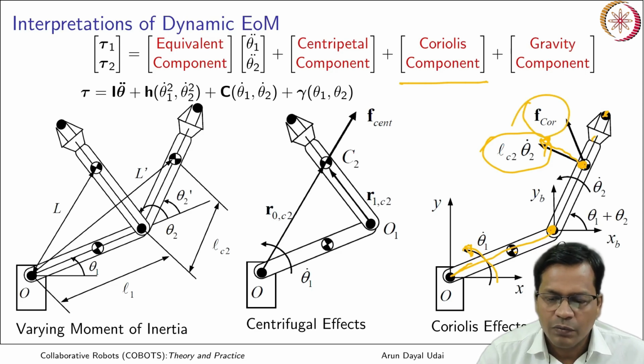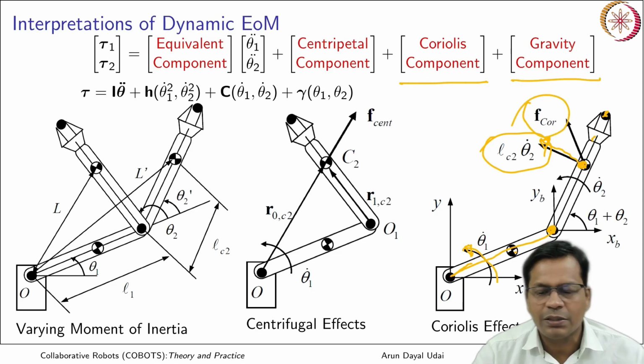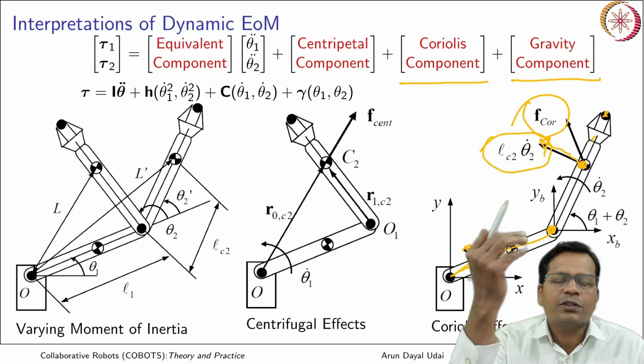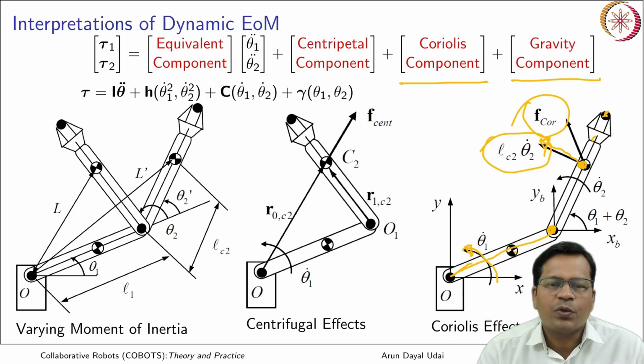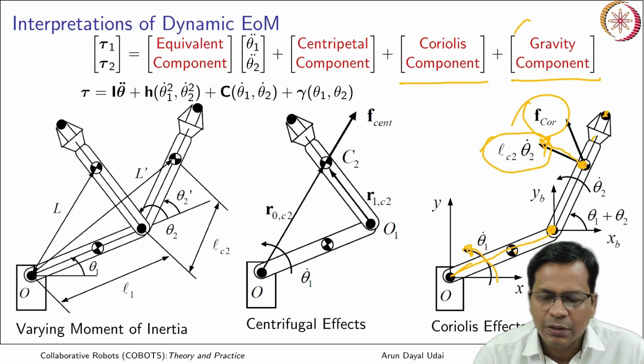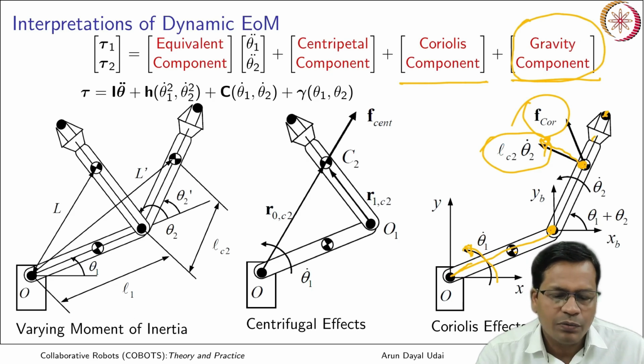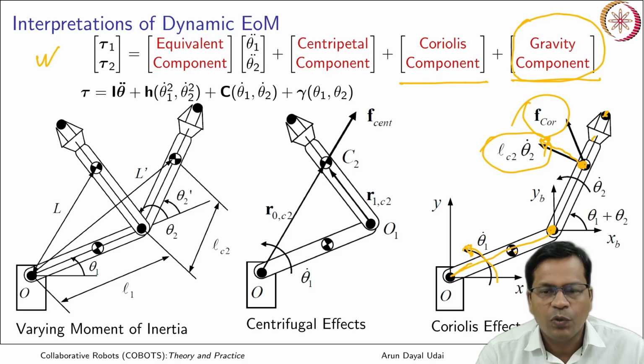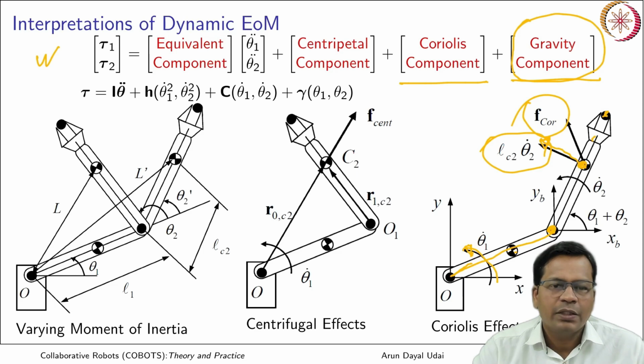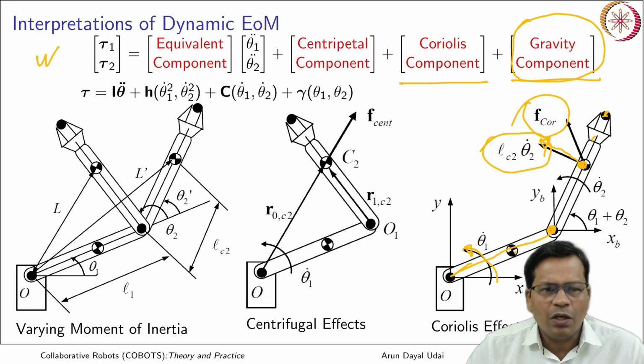The last component, that is acceleration due to gravity, is not because of motion, it is because the robot has to stay there and gravitational forces are creating this component. So yes, all these are components of the equation of motion. This all forms the equation of motion. So that's all for this lecture.